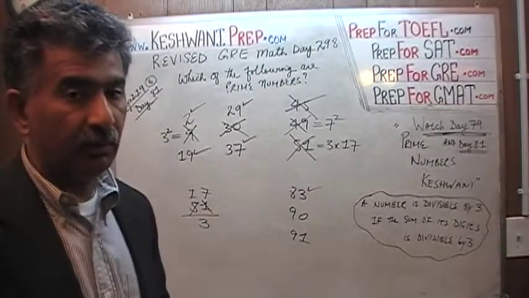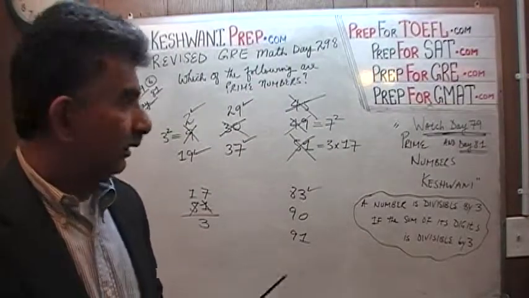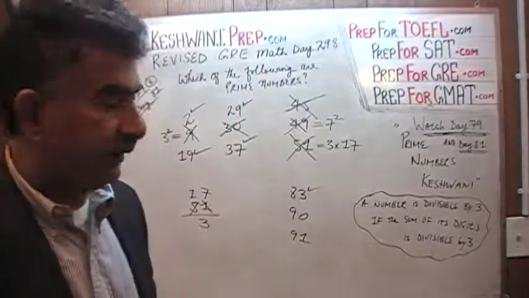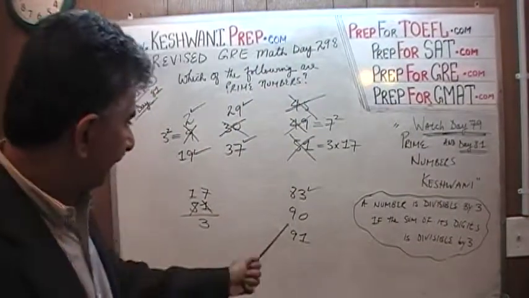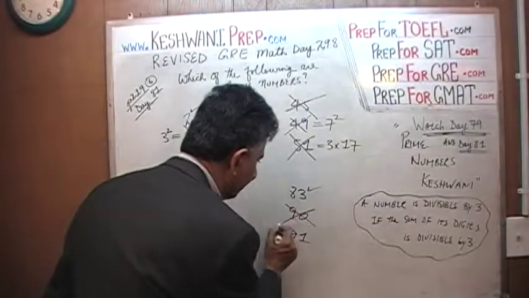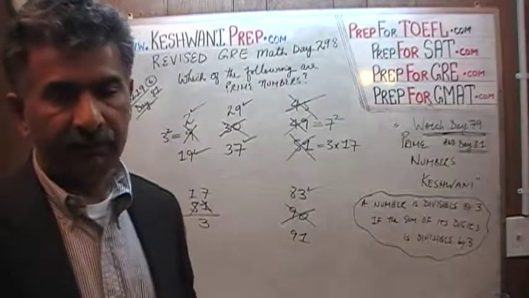I'm not going to go into in-depth discussion here. As I said, this is where you're going to find it. 83 is a prime number. 90 is not a prime number. Obviously, it's an even number. What about 91?